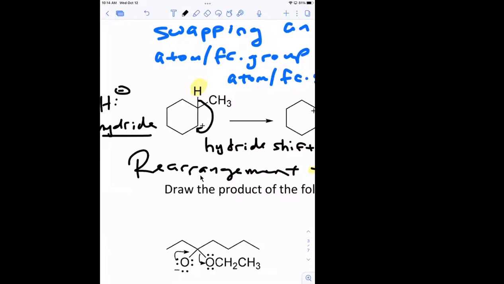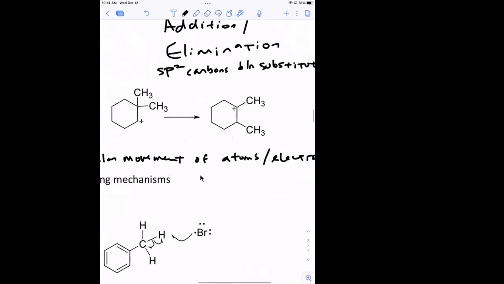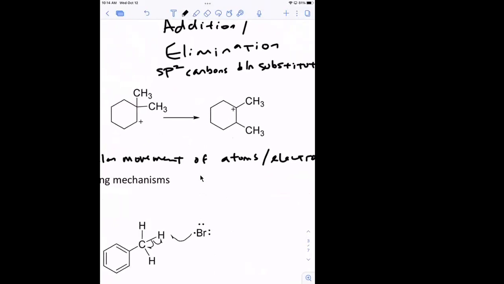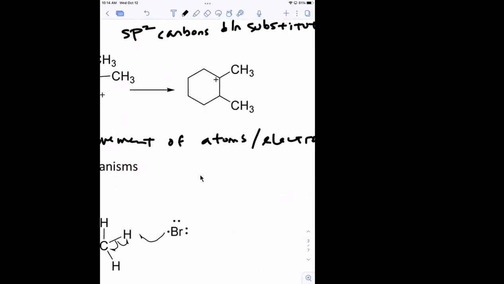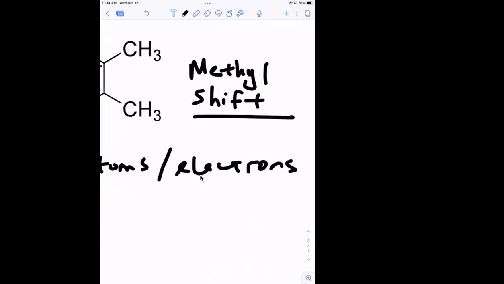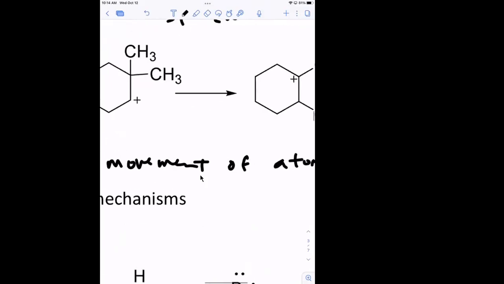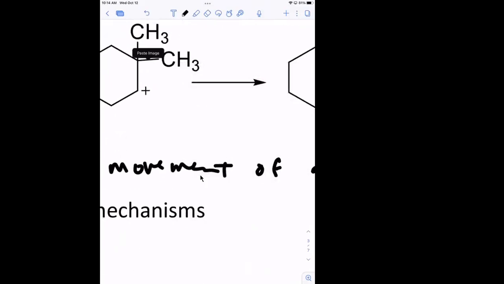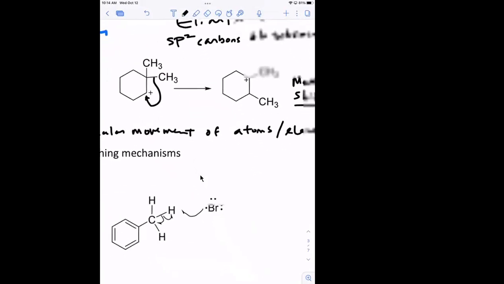Let's do the next example. What happened here? Same thing. But what did I move this time? I moved the CH3 group, right? It's a rearrangement, but it's an example of what we call a methyl shift. I'm taking this carbon and moving it here, where the plus charge is. Methyl shifts and hydride shifts both follow the same mechanism. The atom and the electrons move to wherever the charge is.